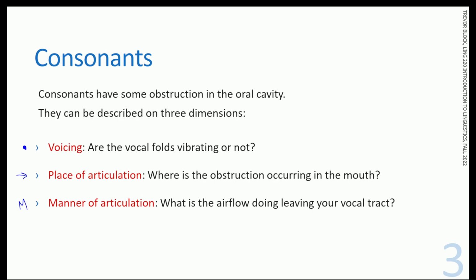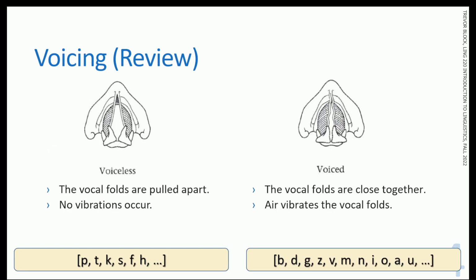So the place of articulation is where in the mouth the obstruction is occurring. So is it occurring at the lips, at the teeth, at this ridge behind your teeth? Where is it happening? As a review, we talked about voicing on Monday.